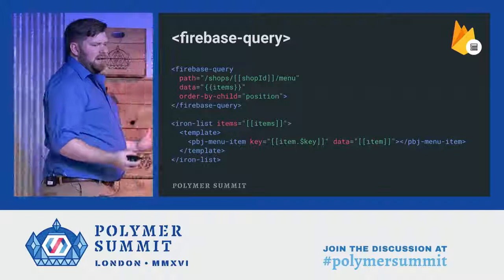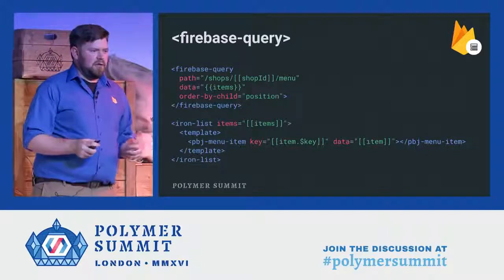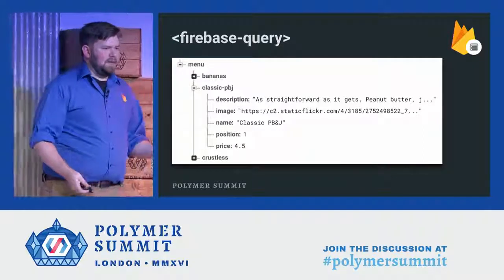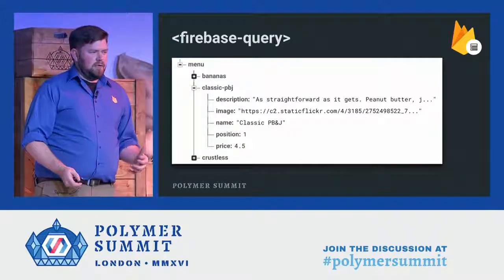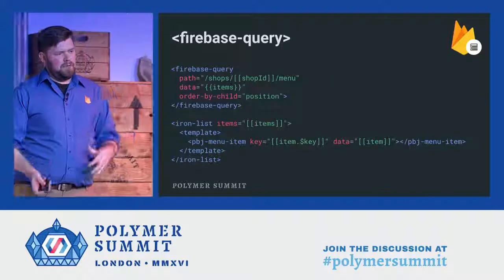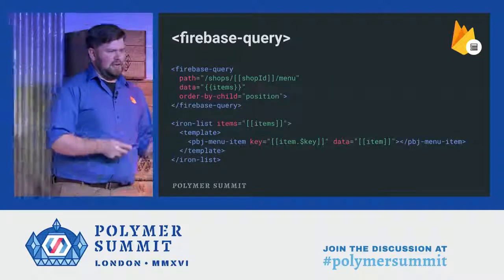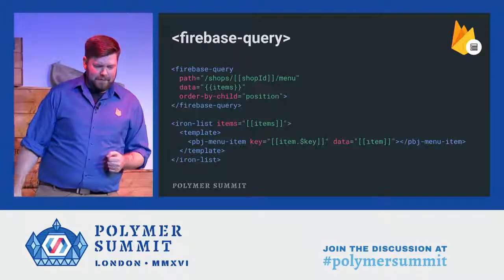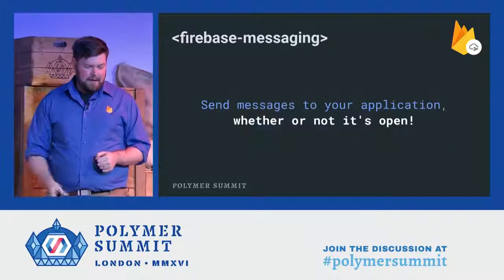And that's automatically added by Firebase Query to tell you what the key was. So in this case, classic-pbj or whatever else it is, so that you can turn this object into an array without losing any data or granularity. So Firebase Query makes it really easy to read collection-based data out of your Firebase real-time database.